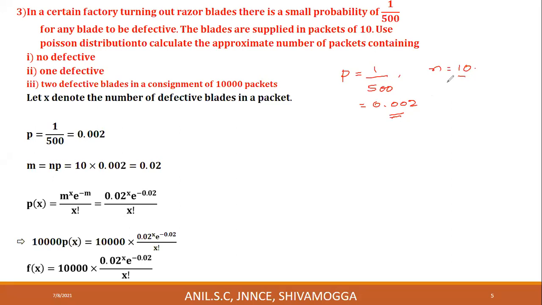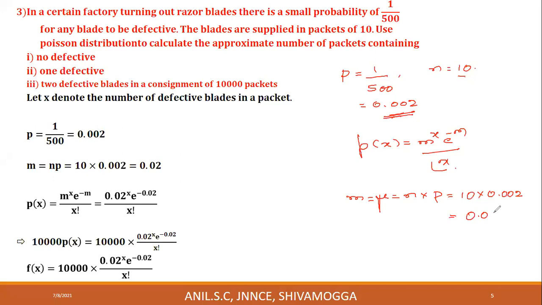Let's construct the probability function, which is given by P of x is equal to m power x into e power minus m divided by x factorial. And we know that m is equal to mu, right? And mu is given by n into p. We have both n and p. Substitute. N is equal to 10 and p is equal to 0.002, probability of success P. Therefore, 10 into 0.002 is 0.02. M is equal to 0.02.